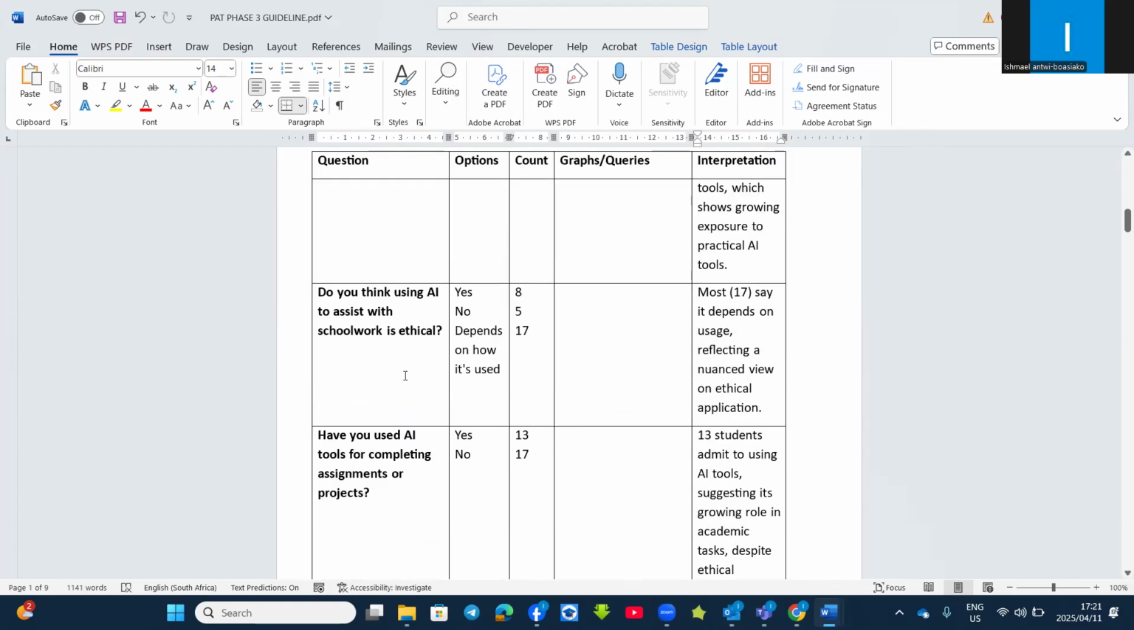And then the next one: do you think AI to assist with schoolwork is ethical? This question was asking whether AI being used in schoolwork is ethical. Now, 8 said yes, 5 said no, and then 17 said it depends on how it's used. These are the options. Now, how do we interpret it?